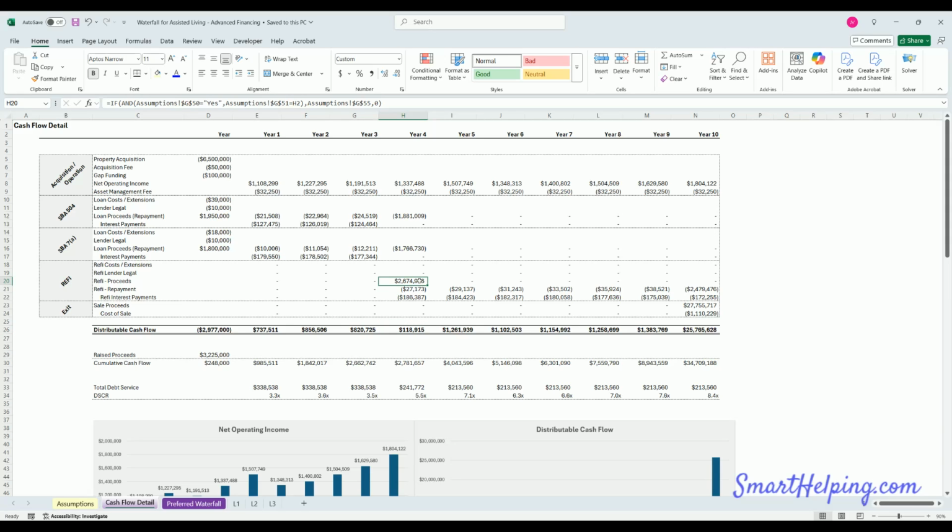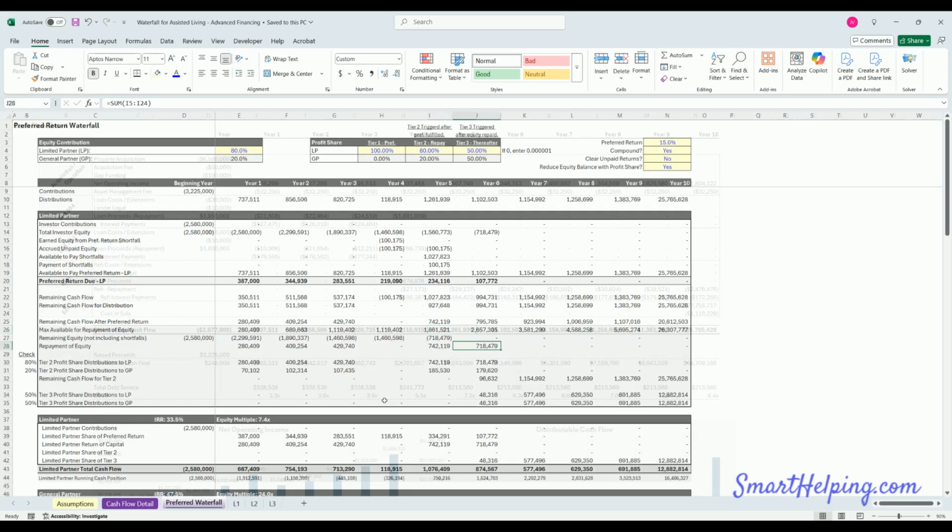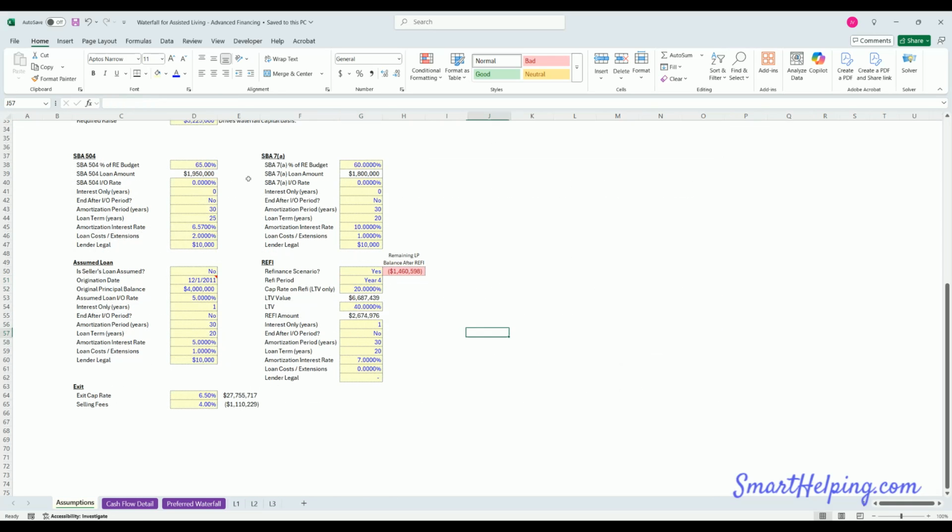The refi amount's lower, but the debt service goes down in year 5, so we got a bunch of extra cash to distribute. So that's why the LP in this case is not really getting taken out until, well, year 6, and then year 7 it finally goes, they've been paid back, all their money plus the pref. Now I'll show you some different ways to use this preferred return model once we get through these loan scenarios. There's also the exit cap rate and selling fees.